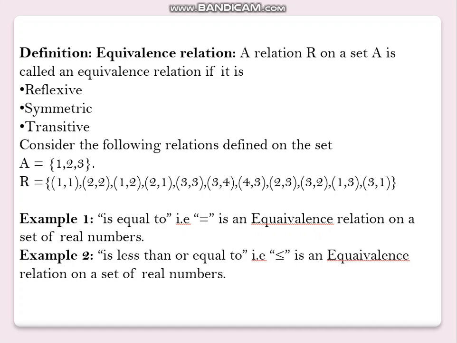Example number 2 is less than or equal to. So let us check for the reflexivity. a is less than or equal to a for all the real numbers. So the reflexive condition is satisfied. Now symmetric. Since equality is there, we may say that a less equal b and b less equal a. For transitivity, if a number a is less equal b and the number b is less equal c, then we have a less than or equal to c. So the transitive condition is also satisfied, and therefore the example number 2 is an example of equivalence relation.